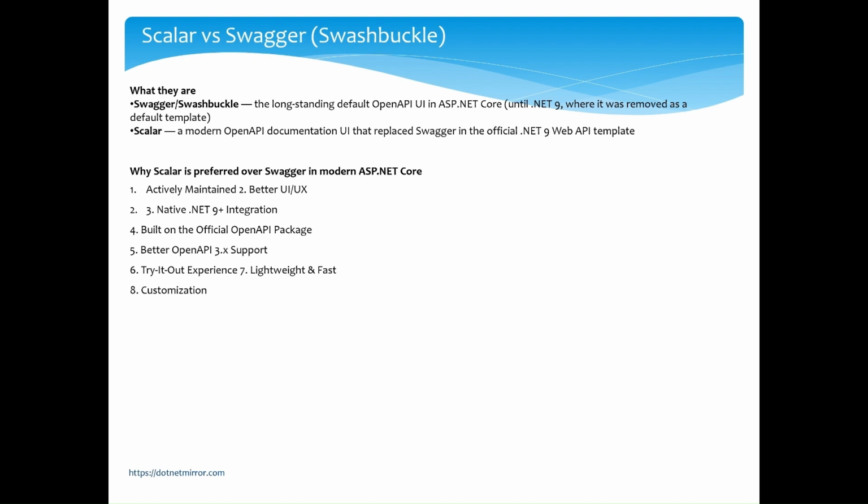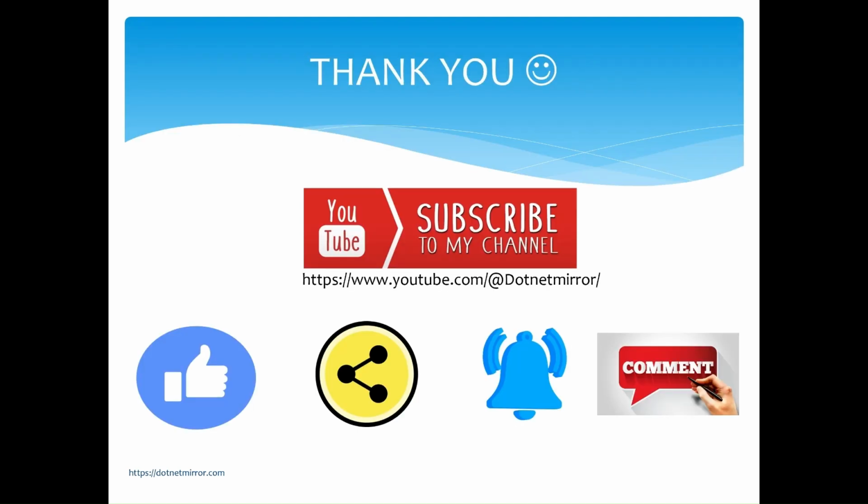It features native integration with .NET 9 plus and is built directly on top of the official OpenAPI package. It has excellent support for OpenAPI 3.x specifications. It is lightweight, fast, highly customizable, and provides a great try-it-out experience for developers testing endpoints right from the browser. That wraps up our look at migrating to and enabling Scalar in your ASP.NET Core Web APIs. It's a small configuration change that yields a massive upgrade in how your APIs are documented and consumed.